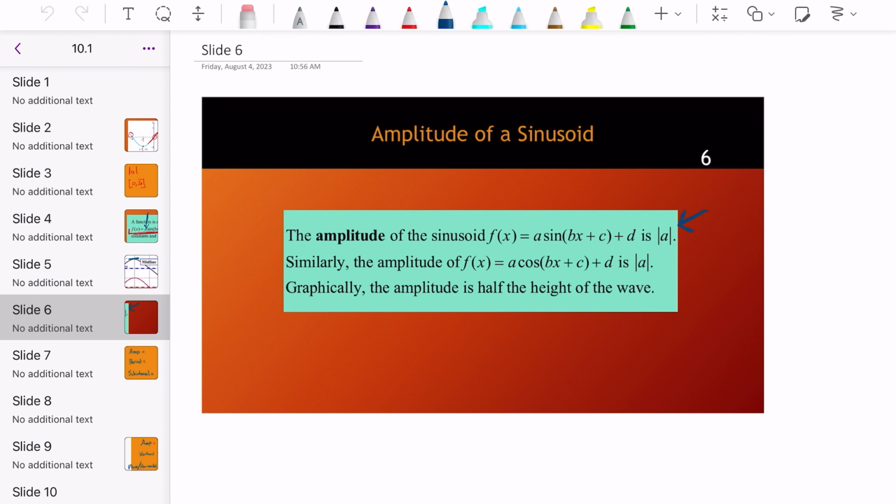Let's go ahead and take a look at slide 6. Here we start talking about the amplitude. The amplitude is always going to be the absolute value of a. So that would be this a that we spoke of before, and this a that we spoke of before. Now that would occur with both, not only a sine, but a cosine function.